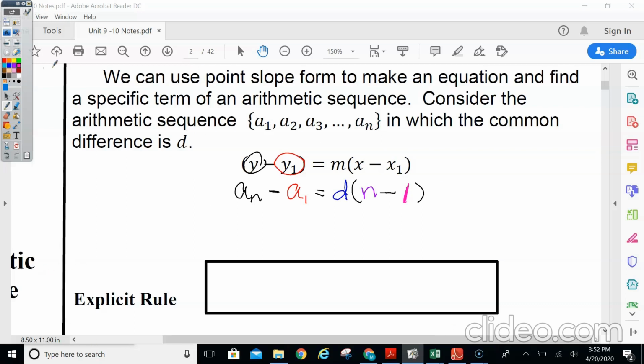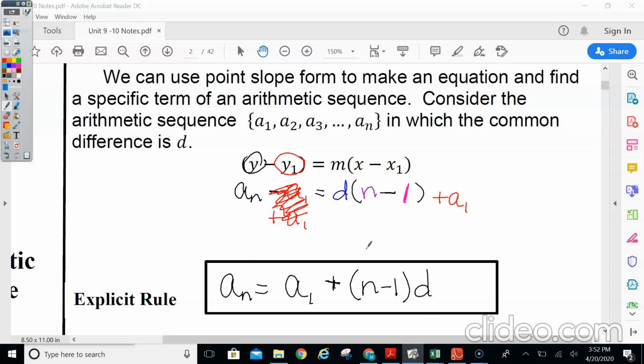All right, so what I'm trying to do here is just get a sub n by itself. So to get a sub n by itself, I'm just going to add a sub 1 to the end here. And basically this is the equation right here. A sub n equals this stuff. We just reorder it for the formula, for the rule. A sub n equals a sub 1 plus, for some reason the formula puts the n minus 1 first and then the common difference after it. But it's the same thing if you put the common difference in the front, because we tend to add. If this D was right here, we tend to add that, and that's not the way order of operations goes. Okay, so this formula can be used to find the nth term of an arithmetic sequence in which the first term is a sub 1 and the common difference is D.